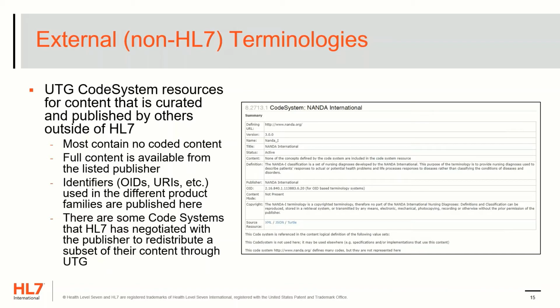The HL7 terminology also includes naming systems, which are used to keep track of historical and superseded identifiers for code systems and value sets. There are UTG naming system resources containing this information for all external code systems.